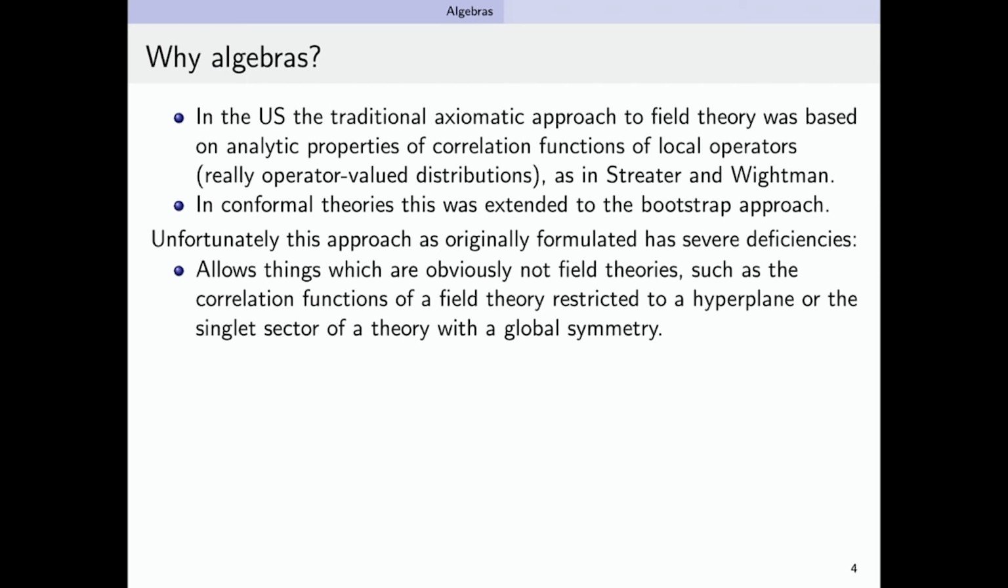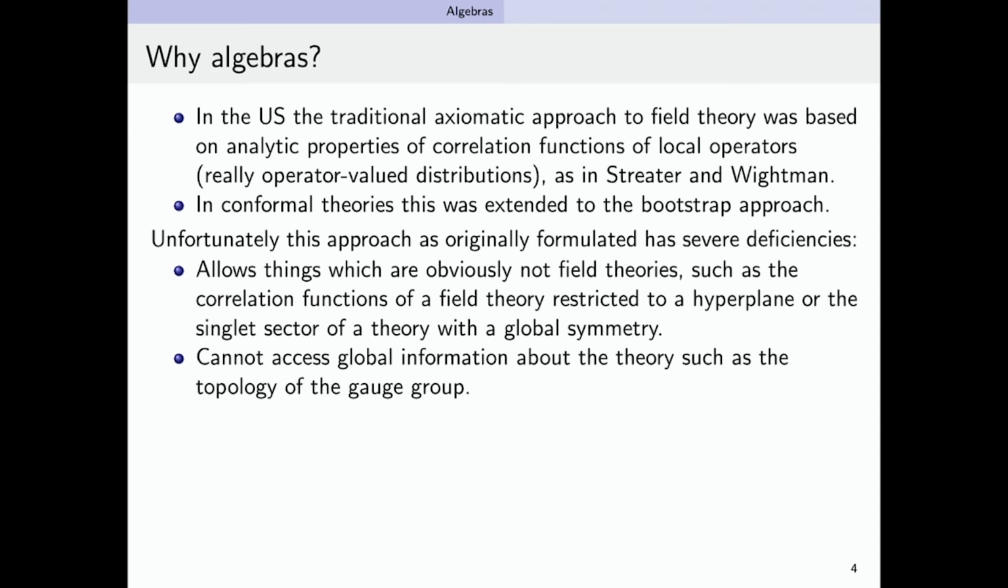Another example is you take a theory with a global symmetry and then you just restrict to the singlet sector under the global symmetry, and that gives you a set of neutral operators which obey the Wightman axioms. You also can't access global information about the theory, such as the topology of the gauge group. What's the difference between SU(2) and SO(3)? What's the difference between U(1) and R?